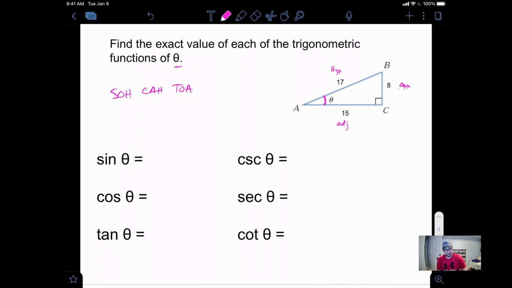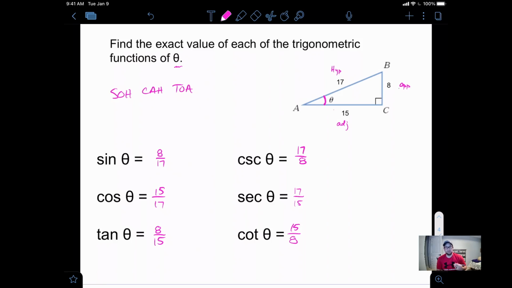So in this situation, sine is the opposite over the hypotenuse, so it would be 8 over 17. Cosine is the adjacent over the hypotenuse, so this would be 15 over 17. And tangent is the opposite over the adjacent, so it would be 8 over 15. Now, cosecant, secant, and cotangent are just flips of those. So cosecant is 17 over 8, secant is 17 over 15, and cotangent is 15 over 8. And we're done, right? We found the exact values.